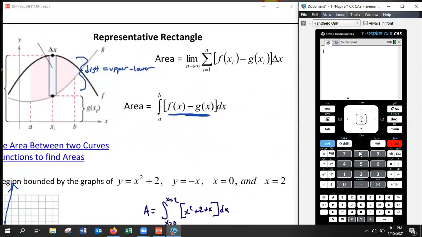With these representative rectangles, one of the things I want to point out is that anytime we have this distance, we can measure distance as upper function minus lower function. You're going to hear me say this multiple times today: upper minus lower, and in this case it's f minus g. Looking at it as upper function minus lower function allows us to say we know distance is ending minus beginning, which is why we do upper minus lower.